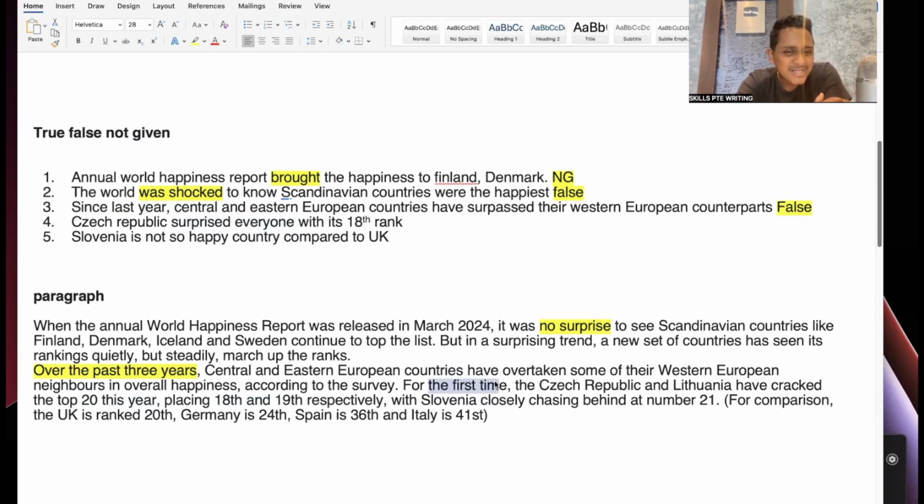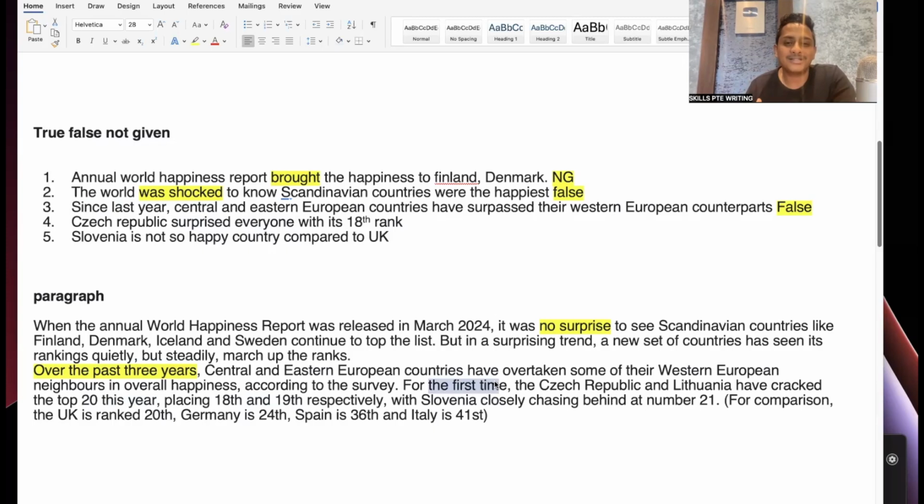But did they surprise everyone? For the first time, it is not about the surprising factor. For the first time, they have topped the list. But did this surprise anyone? We don't know. It's not given, isn't it? Ritika, correct? It's not given whether it surprised everyone or not. Of course, the news seems surprising, but you cannot assume that they surprised everyone.